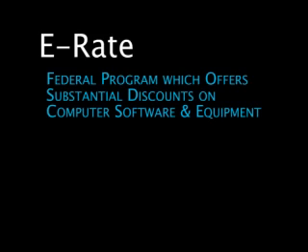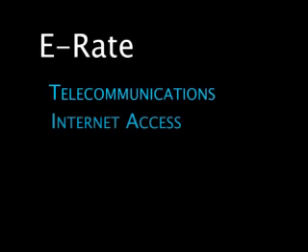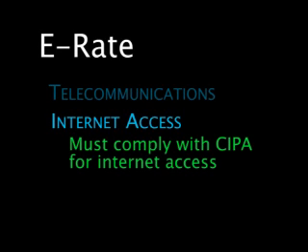E-rate is a federal program that makes certain technology more affordable for eligible schools and libraries. The participating libraries and schools annually apply for E-rate reimbursement or discounts. E-rate has two major categories. The first is telecommunications, and the second is Internet access. As part of the approval process for the Internet access portion of E-rate, the school or library must comply with CIPA requirements.